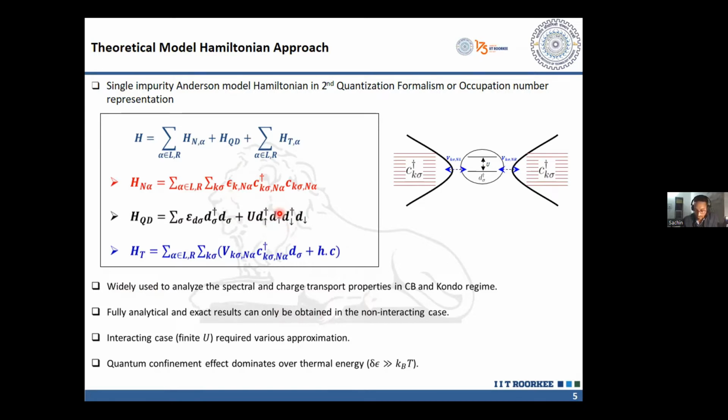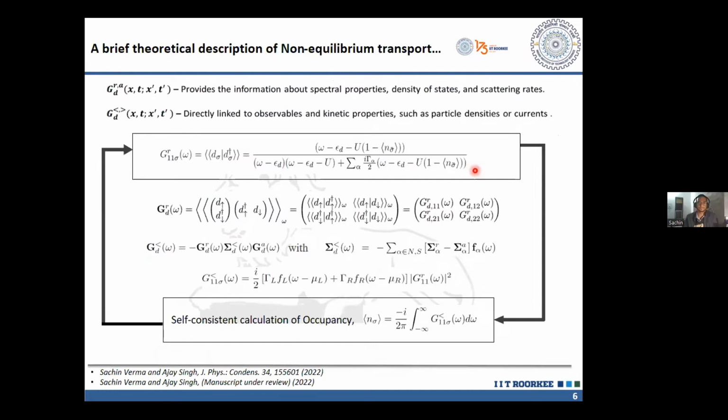So we need to apply various approximations such as Hartree-Fock mean field, Hubbard one, or beyond that. And we have considered finite U. We also assume that the quantum confinement effect dominates over the thermal energy, such that the energy separation between these two quantum dot levels is much, much greater than the thermal energy. So we restrict ourselves to the single quantum dot, single energy level quantum dot.